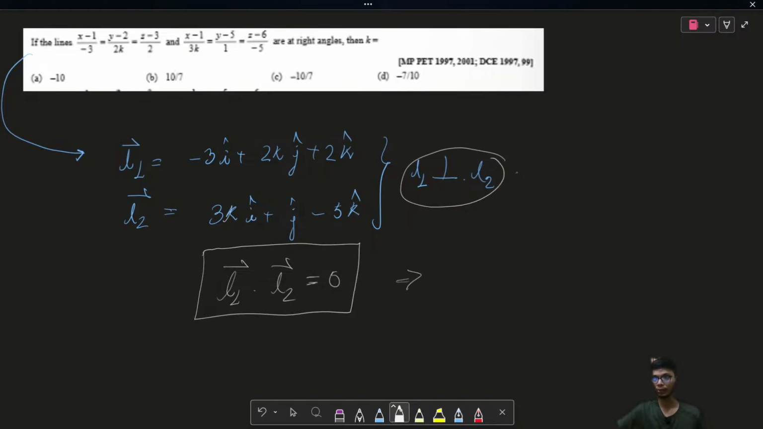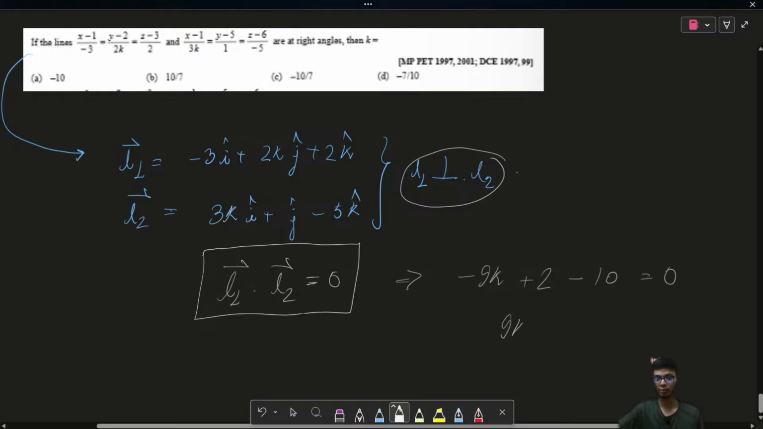So let me draw that part out here. It is going to be minus 9k plus 2 minus 10 equal to 0. So from here, I can obtain my value of k as equal to minus 8 upon, oh sorry, let me check the solution again. Okay, there is a 2k missing over here, right?